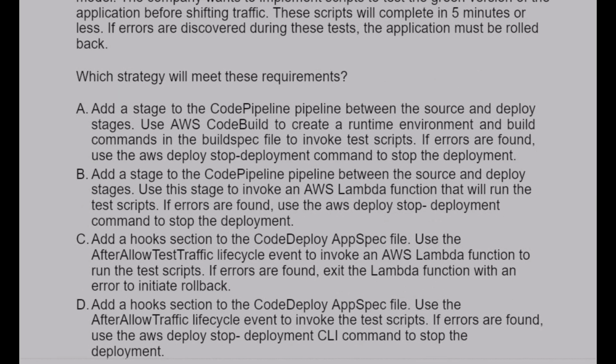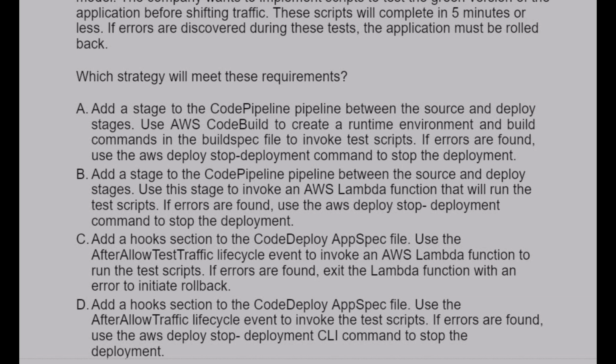Option A, add a stage to the CodePipeline between the source and deploy stages. Use AWS CodeBuild to create a runtime environment and build commands in the buildspec file to invoke test scripts. If errors are found, use the AWS deploy stop-deployment command to stop the deployment.